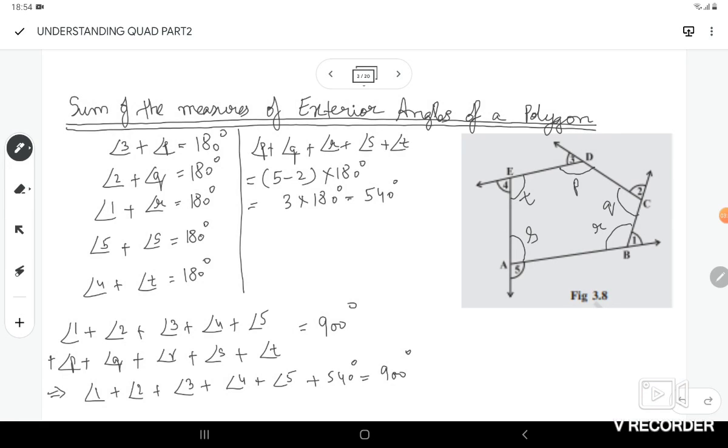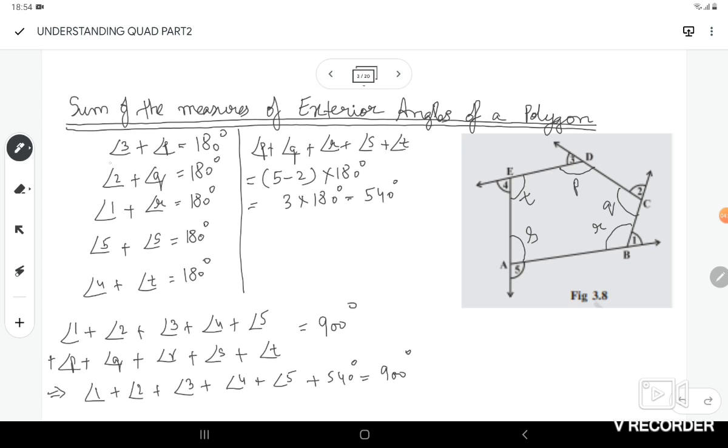Now moving on to another concept for today, that is the sum of the measures of the exterior angles of a polygon. You can clearly see from the figure that we have drawn angle S, R, Q, P and T as the interior angles, and angle 1, angle 2, angle 3, angle 4 and angle 5 are the exterior angles of the polygon A, B, C, D, E.